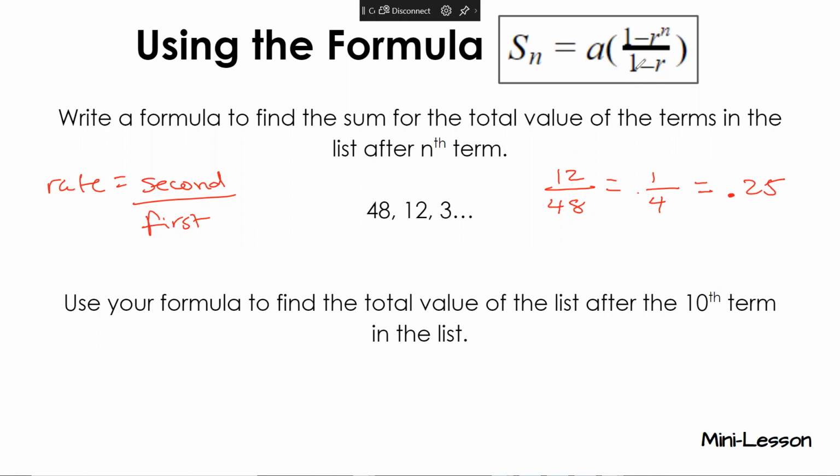Now we're going to substitute that into this equation in order to write out a formula for how we would find the sum of the first terms. First we're going to write S sub n. What was our first term? 48. And then we have 1 minus our rate, 0.25. I know on the last problem we had 1.05. In this case we are decreasing, so we're not going to put a 1 in front. So this is going to be 0.25 raised to the n, divided by 1 minus 0.25.